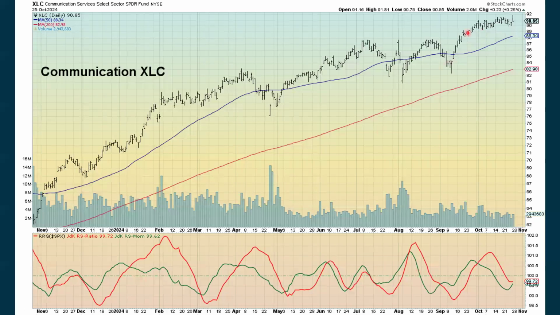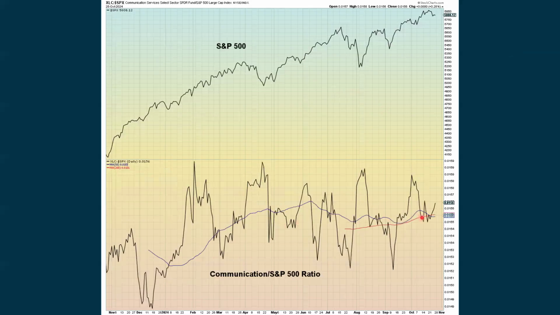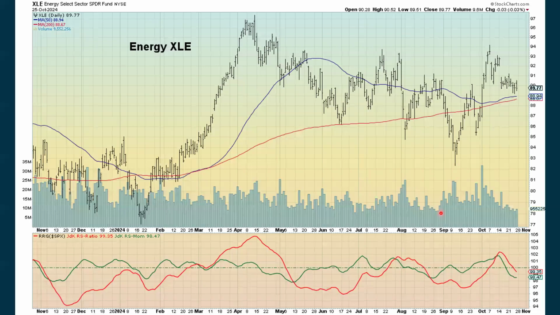Communication, a stronger area, looking pretty solid right now, and kind of going sideways, because communication has been doing well in 2024, but the S&P has been doing well, and that's why we're not really seeing a breakout here with this ratio.